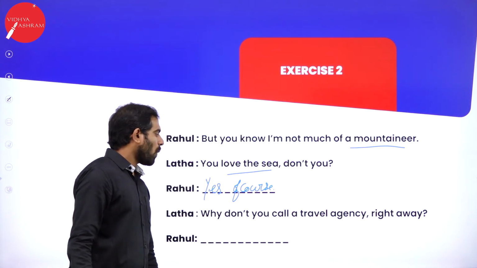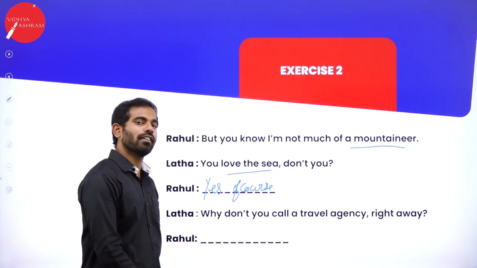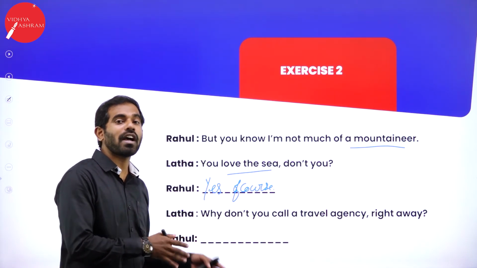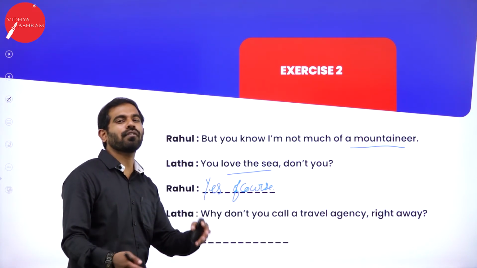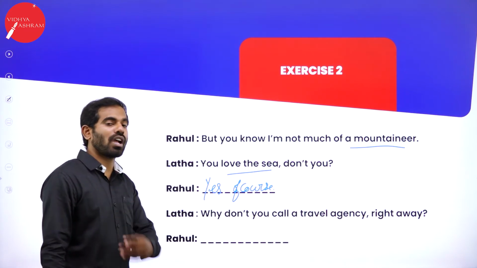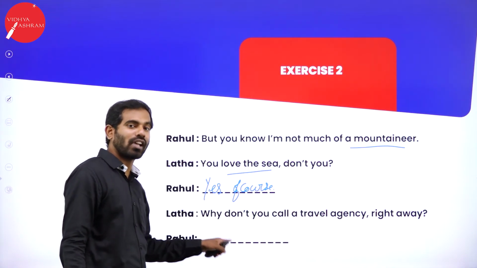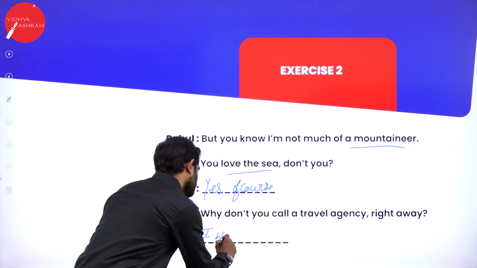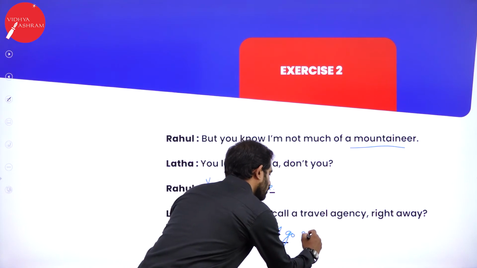And Lata, for that, says, why don't you call the travel agency right away? She is now saying, okay, fine, you win. Let us go to some place which has a lovely sea to visit. Even Australia, the Great Barrier Reef, it has sea, right? She is just giving an option. Maybe if you don't like Australia, some other country where you can go and visit the sea. Lata says, why don't you call the travel agency? And Rahul says, right away. Or of course, I will. Or here I go, right away.